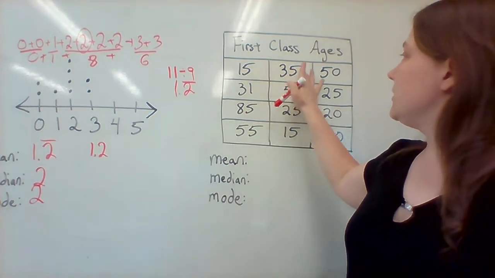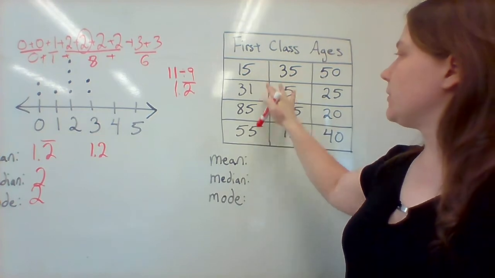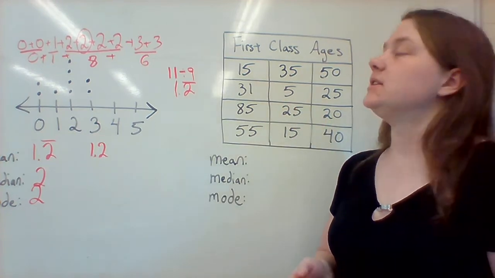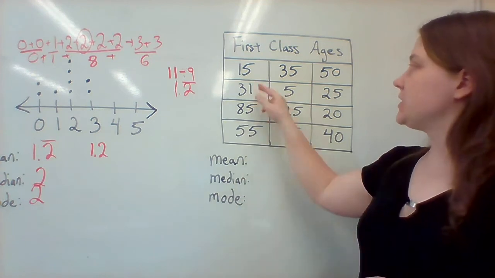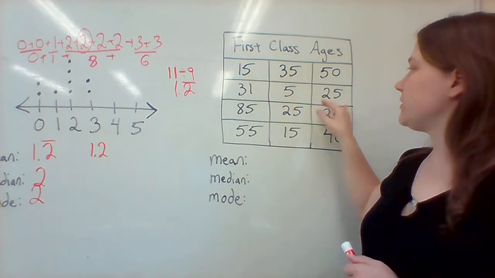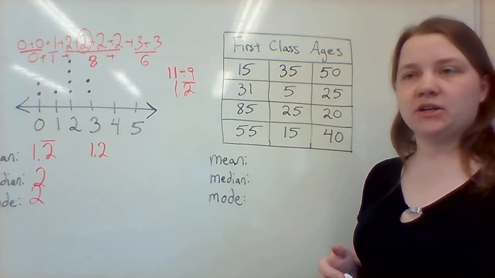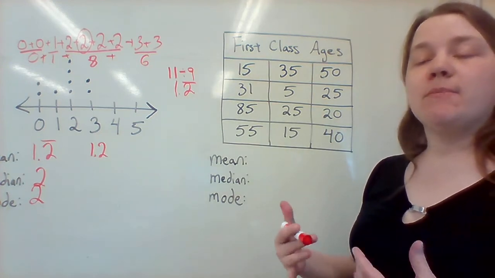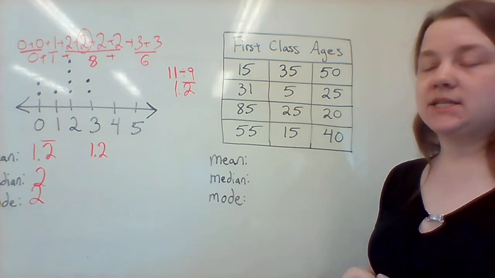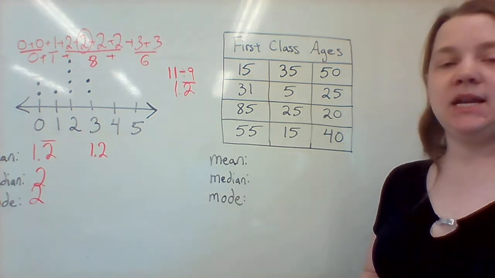We have 1, 2, 3, 1, 2, 3, 4. 3 times 4 is 12 different people on this airplane, and we have their ages: 15 years old, 35 years old, 50 years old, and it just kind of goes around. So we need to first find the mean of these people. We need to find the mean age.